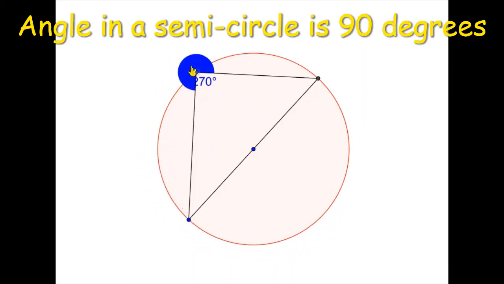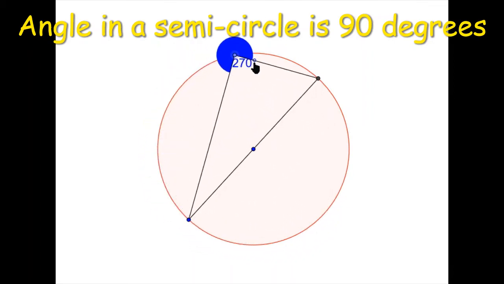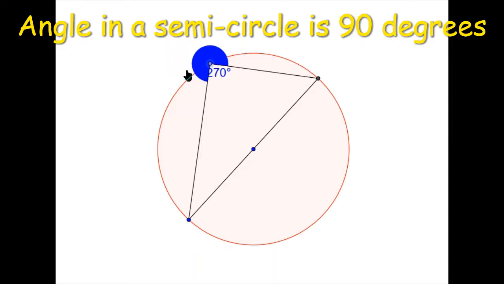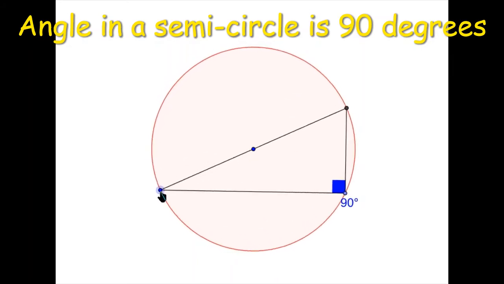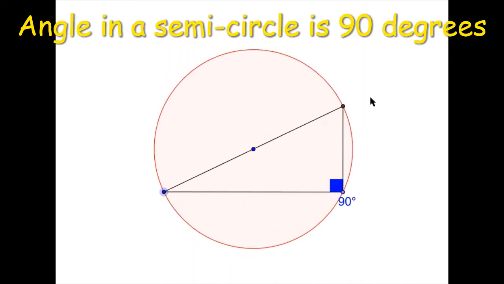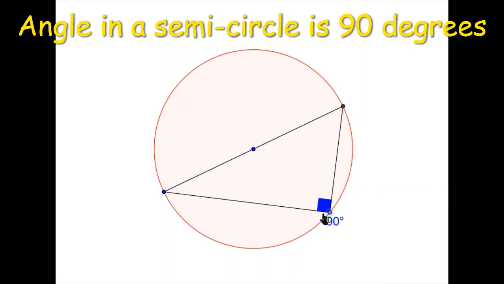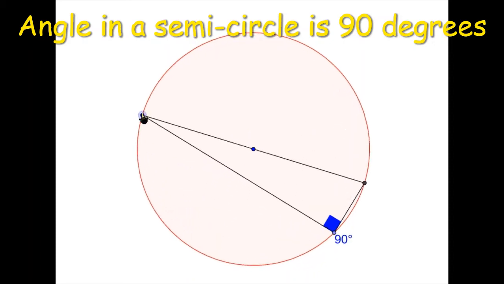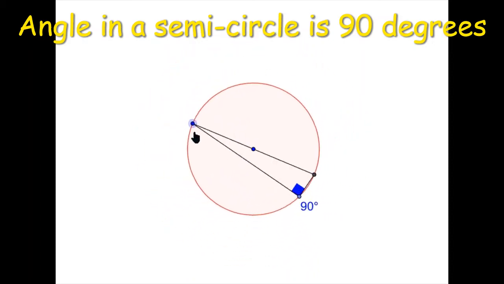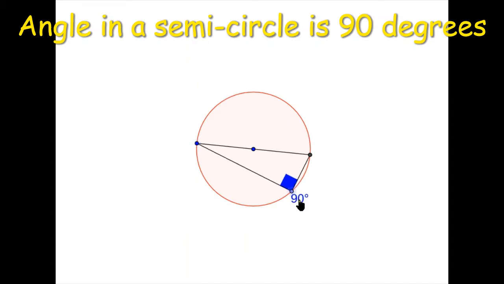Okay, it looks like I've broken it there, but you can imagine that's 90 degrees in there. That's the outside 270. But anyway, let's move that. You can see it remains at 90 degrees no matter where I take it. Angle in a semicircle is 90 degrees.